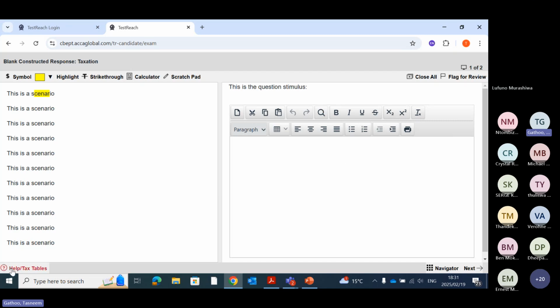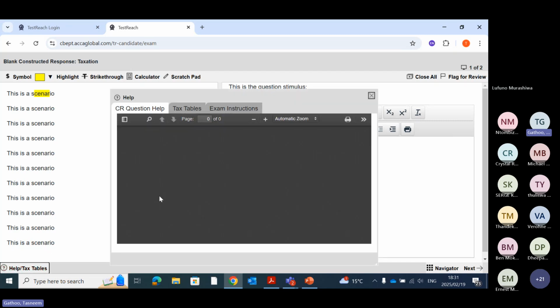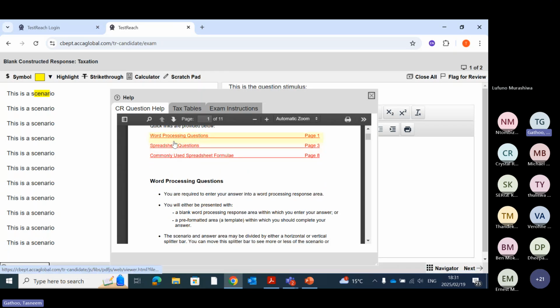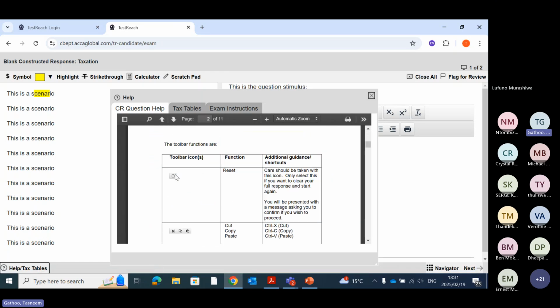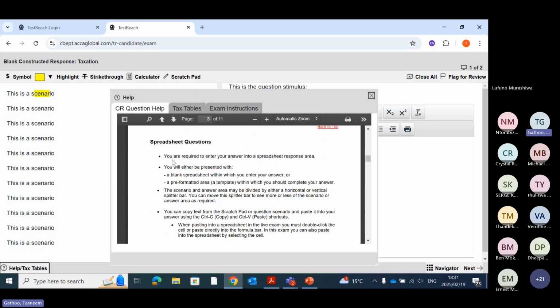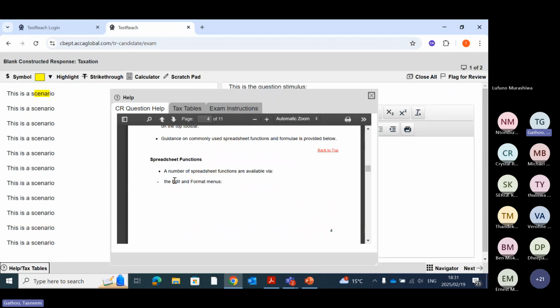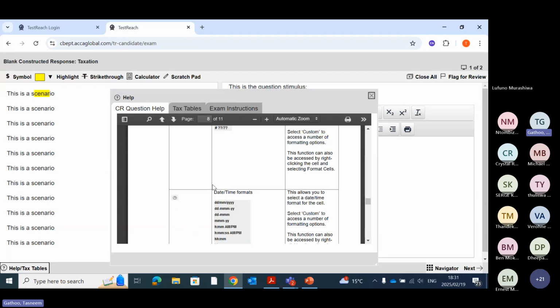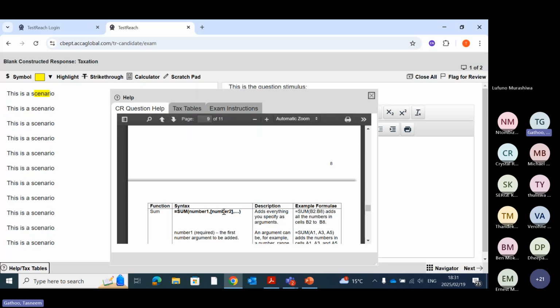This here at the bottom is really, really important. If you click on this, it will be available to you in your exam. There are 3 tabs here, one with constructed response question help. This tells you about the different types of constructed response areas. It speaks about the word processing tools and the spreadsheet questions, and if you go here, it gives you a description of the functions. In the spreadsheet tool, it does the same thing, and then further on it starts giving you actual functions that you can use to calculate things.